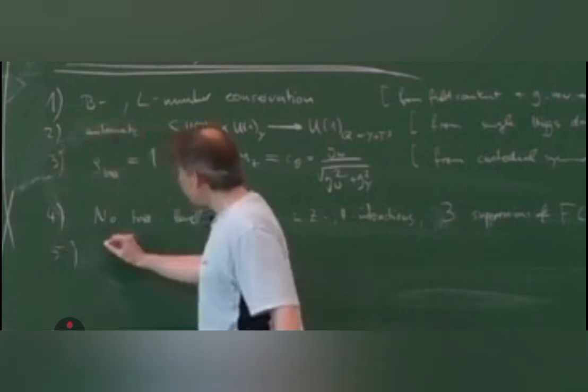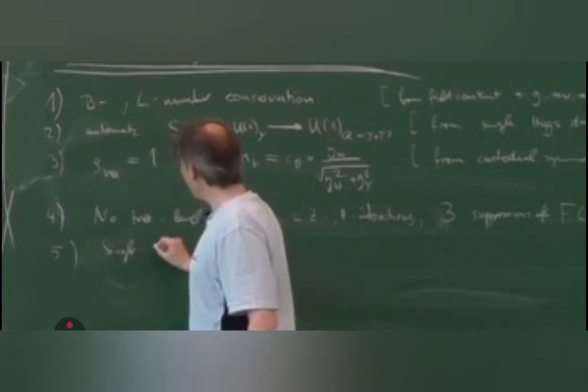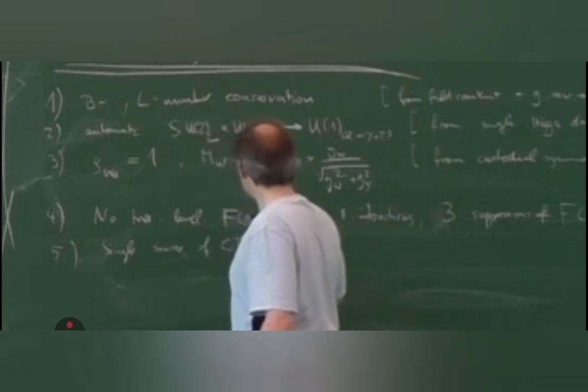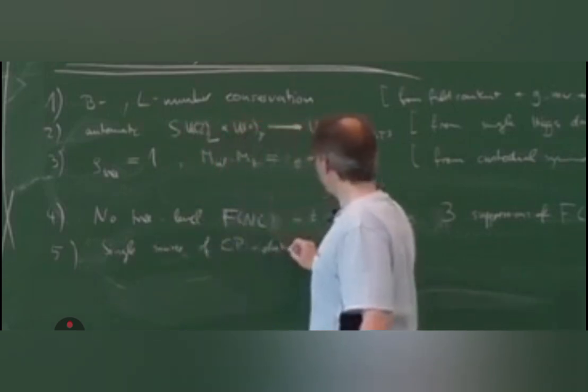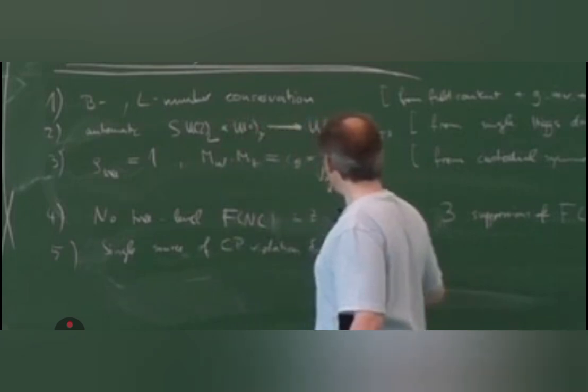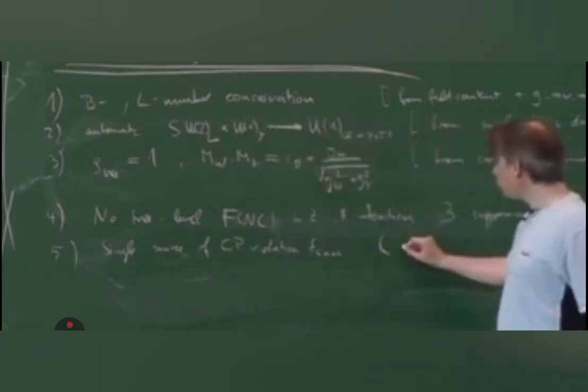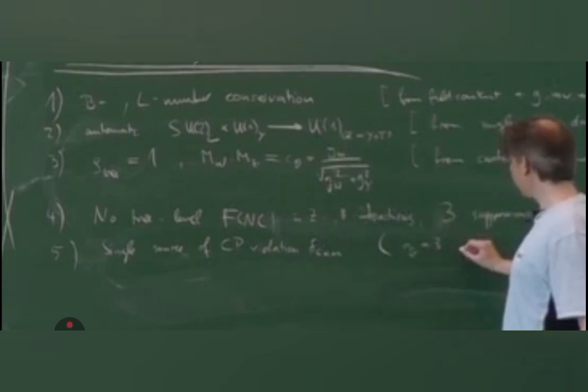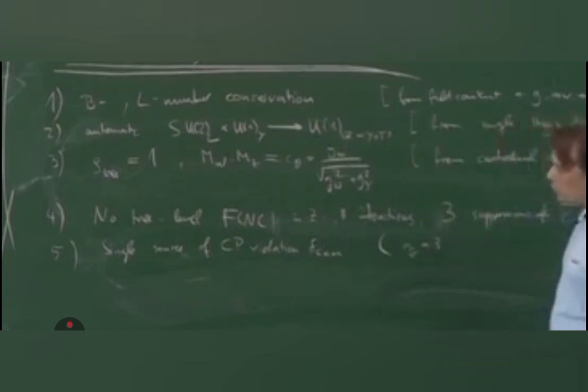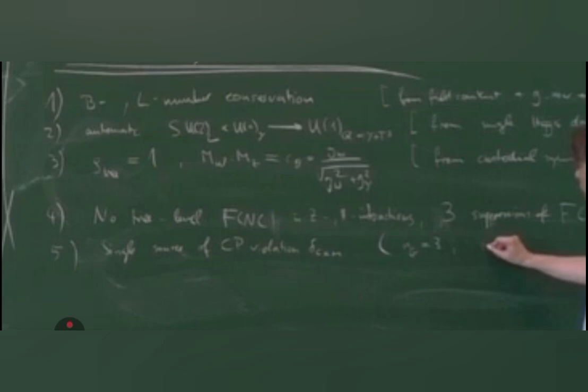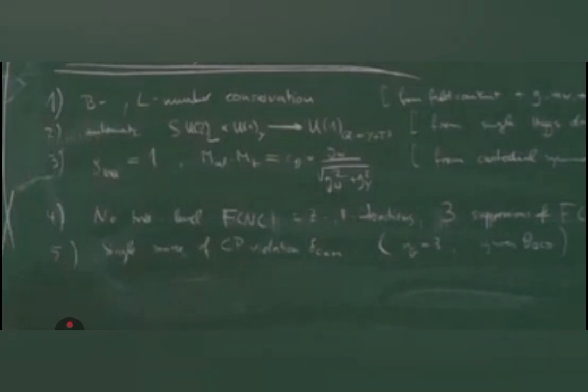Then we have just one single source of CP violation, delta CKM, and that corresponds to exactly three generations. This statement here ignores the theta parameter from QCD, which would be a second source of CP violation. But even including that, one would have precisely two parameters for all CP violating observables.